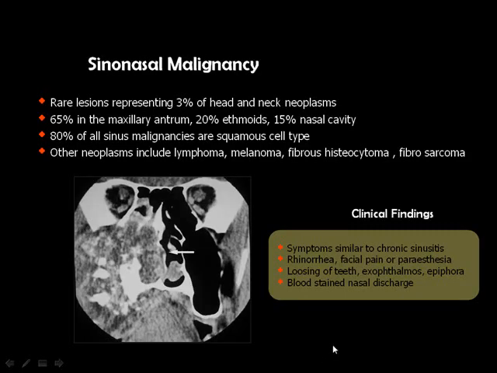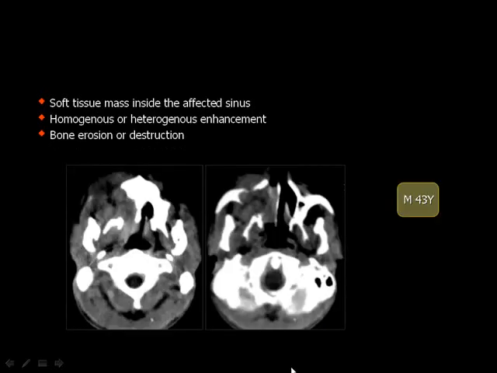Then if you come to the malignant lesions, you will find an aggressive bone destruction of the sinus and the surrounding bony framework of the nose, as well as of the affected sinus. And this is quite different from the erosive changes secondary to sinusitis or fungal sinusitis.